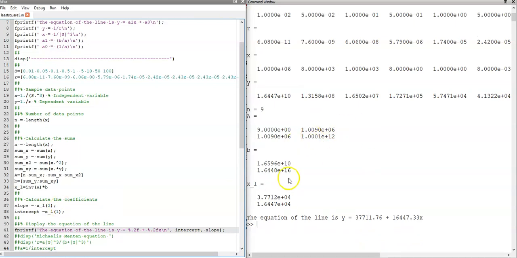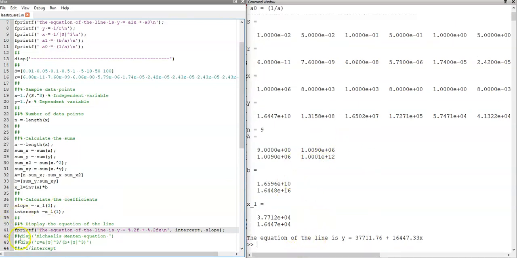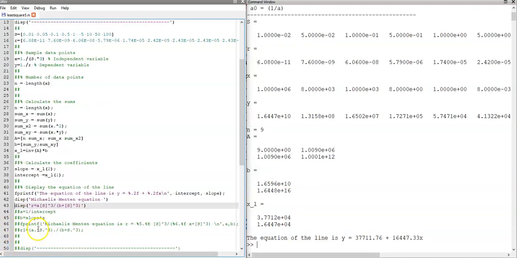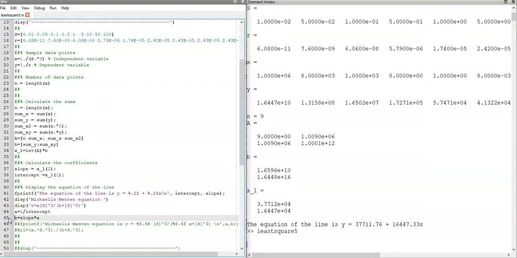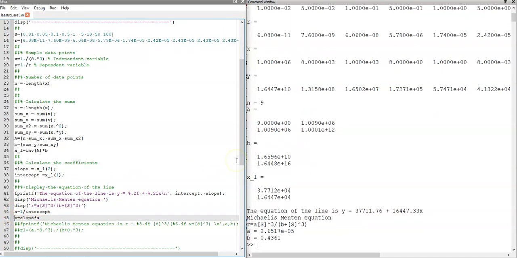Now we know the Michaelis Menten equation, so from there we can easily calculate A and B. We know that A is equal to 1 by intercept and B is equal to slope into A. So from that A and B we can get the Michaelis Menten equation.